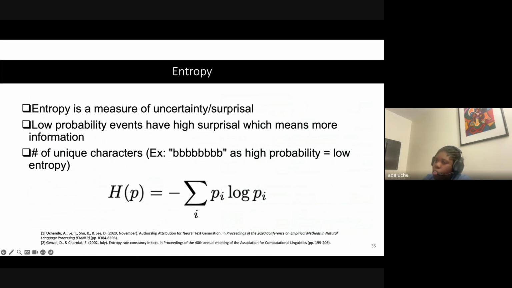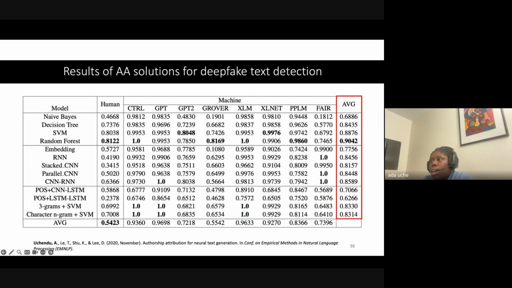Now, there are different ways to calculate entropy, and some of them can be intractable. So we use this simplistic approach where we just calculated the number of unique characters. And here are the results. So we see that Random Forest achieved the highest performance, outperforming several deep learning based models like embeddings, RNN, stack CNN.